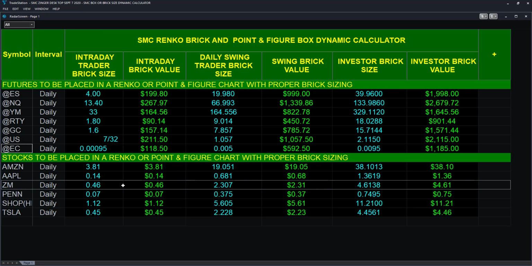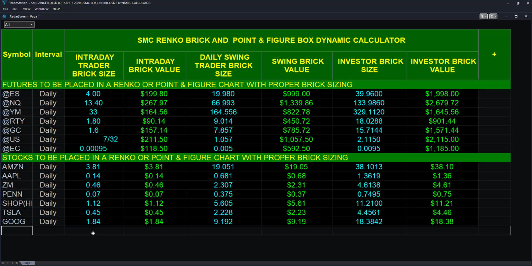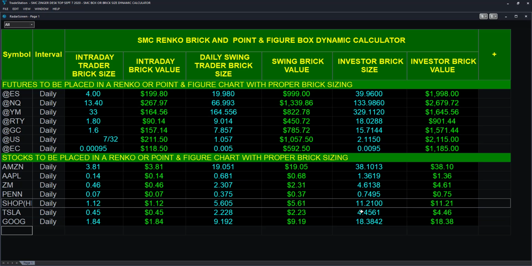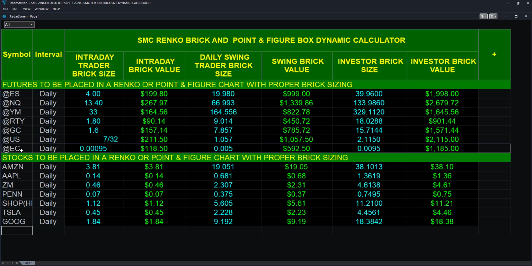And so forth, or Zoom, or whatever you want to plug in. Let's plug something in together. Let's say, for the heck of it, let's pick a popular stock. How about Goog? Let's put Goog in. There it is. If you're trading Goog on an intraday basis, $1.84 would be an appropriate brick size. If you want to trade it on a swing basis, about $9, 9 to 10. Investor, about 18. And you can do the same thing on the futures. Plug in any futures you want.